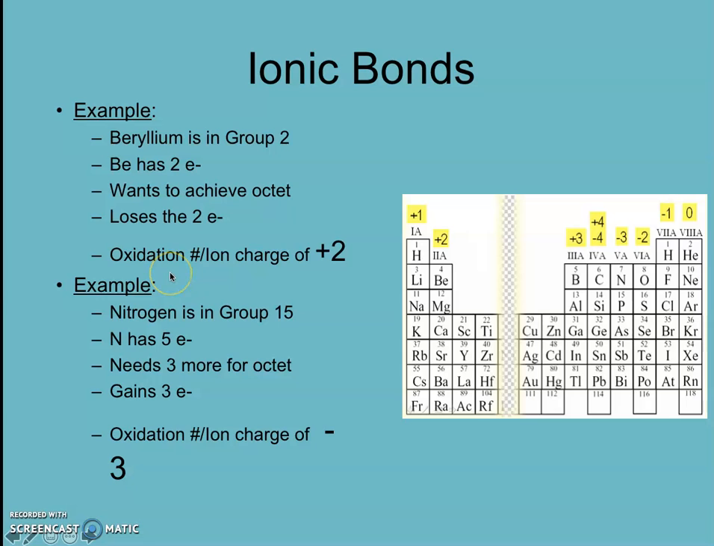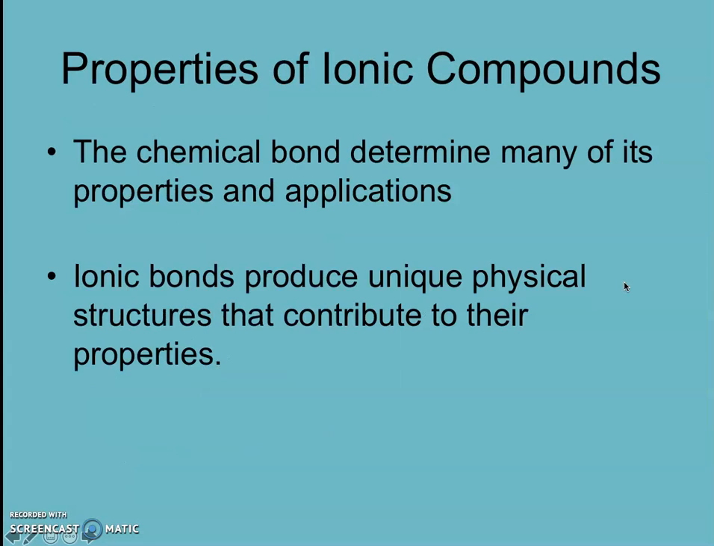So beryllium has an oxidation number or an ion charge of +2. Nitrogen is in group 15. It has 5 valence electrons. It needs 3 to hit that perfect 8 number, so it's going to need to gain 3, giving it an oxidation number, an ion charge, of -3.